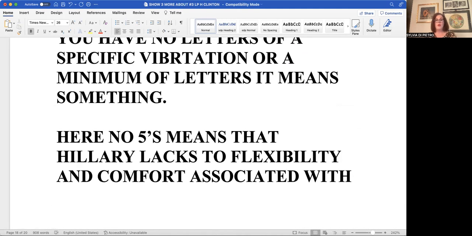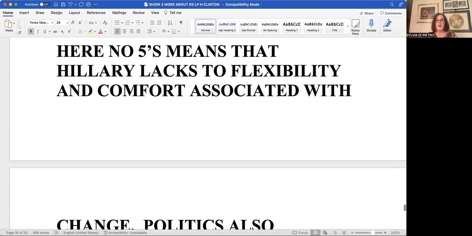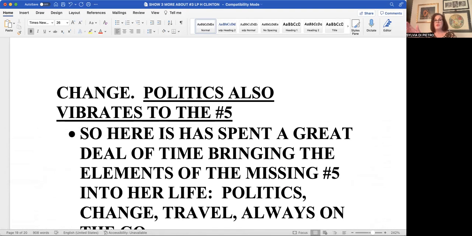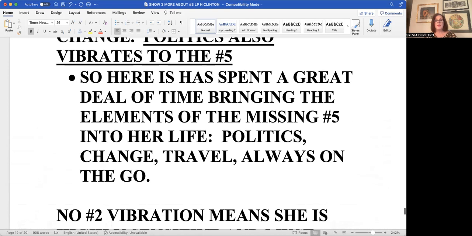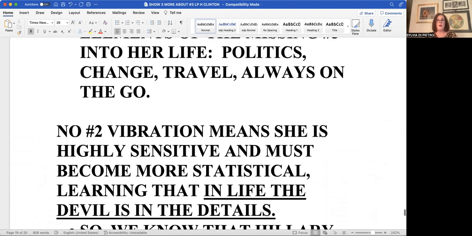Without any 5 in her name at birth, it meant that she would lack the flexibility that other people have. And she would be uncomfortable with change, but we know that she has made up that vibration, because in politics you are always changing. And she has really spent a great deal of her time on these missing elements, especially that number 5. Politics, and the law, believe it or not, vibrate to the number 5, as well as travel, change, always being on the go.